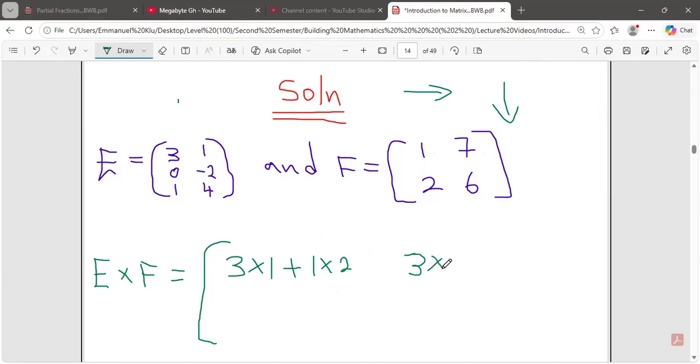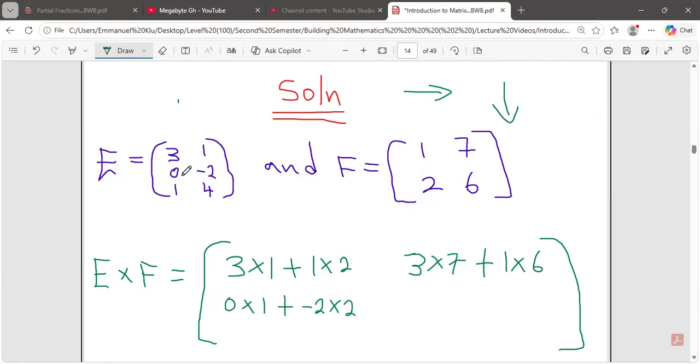So at the far side, we write 3 times 7 plus 1 times 6. That is how this is going to look like. Then we proceed to do the next row. This 0 is coming to multiply the 1, and the negative 2 comes and multiplies the 2. So we're going to write 0 times 1 plus negative 2 times 2.